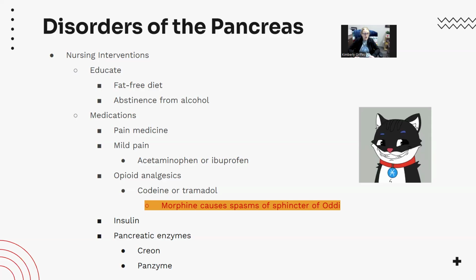Sorry, morphine causes spasms of the sphincter of Oddi. That's why we're not going to give morphine. We may need to give insulin, pancreatic enzymes like Creon and Pancreaze.